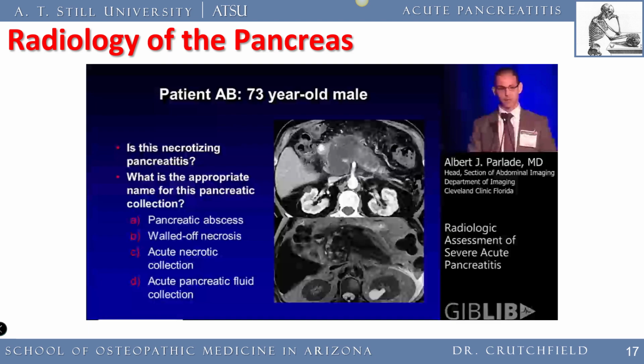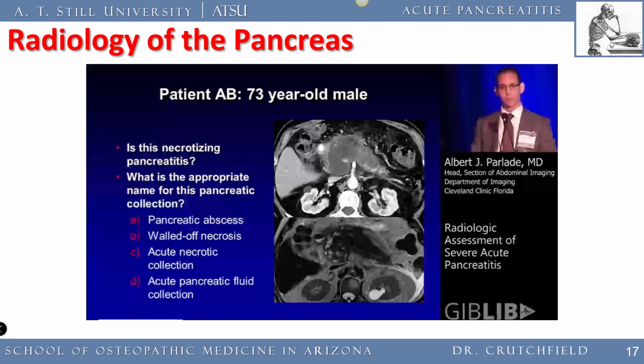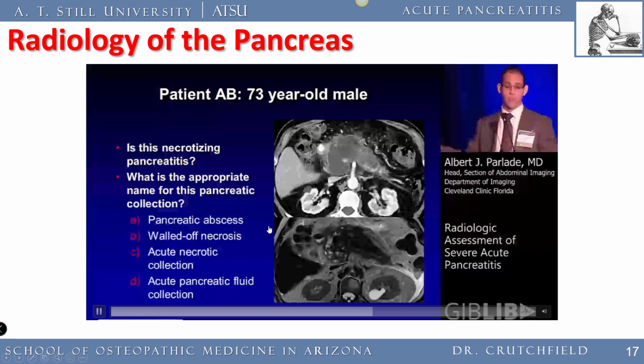Now, what kind of collection is this? Is this a pancreatic abscess? He presented with leukocytosis, and the answer is no. Pancreatic abscess is not one of the terms used in the revised Atlanta classification. It was decided that that was a confusing term. It didn't distinguish between necrotic collections and simple collections, and so that was eliminated from the nomenclature. This is walled-off necrosis, and it may be infected.